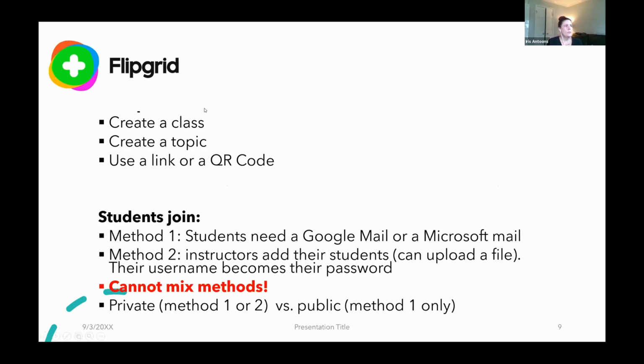So the way you set it up is you create a class and then you create a topic, and then you can either share a link or a QR code with the participants. So unfortunately, you cannot mix and match. So you cannot say like, here's my set of students, and then I have some guests and I want them to add on. That doesn't work. You can do private, so just with your students, or you can do that public.